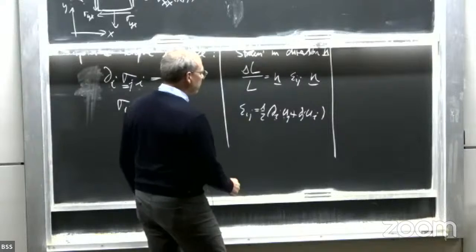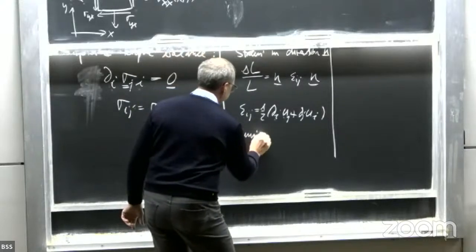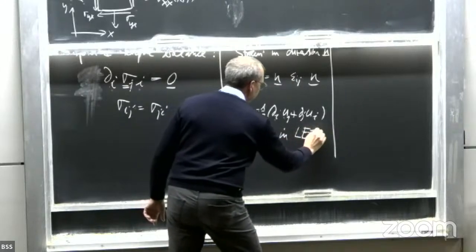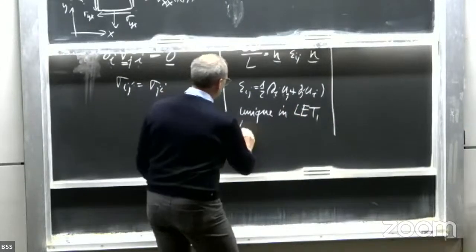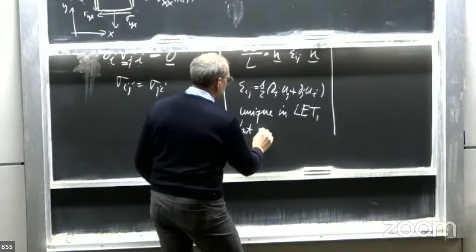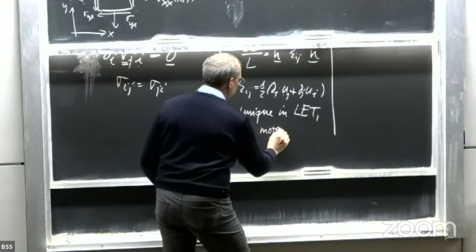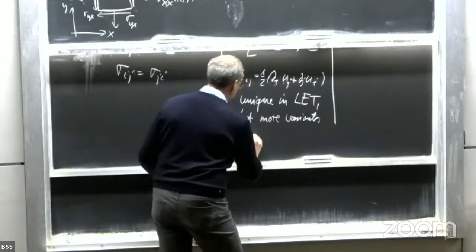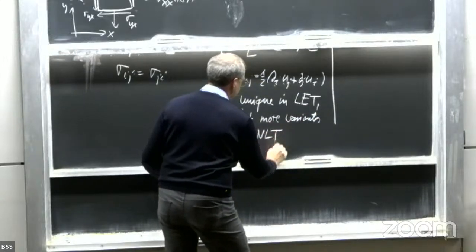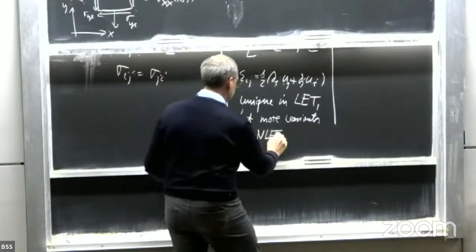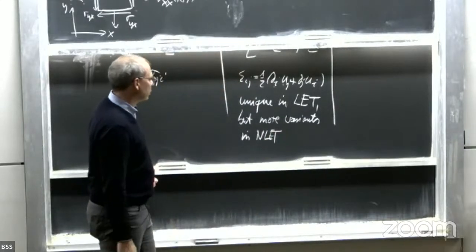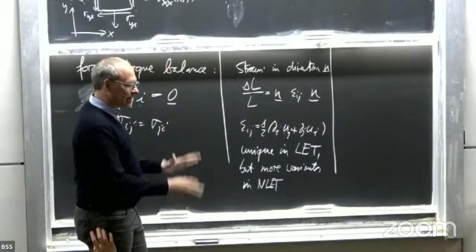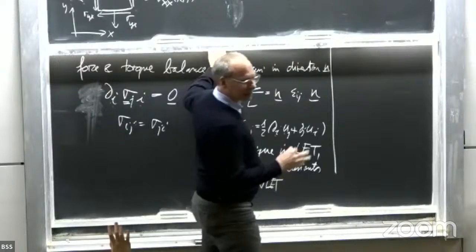And it's sort of a unique definition in linear elasticity theory. But there are more choices, or let's call it variants, in nonlinear elasticity theory. Okay, nonlinear elasticity theory. They have strange names. I always forget. Almansi strain tensor, and Lagrange strain tensor, whatnot.